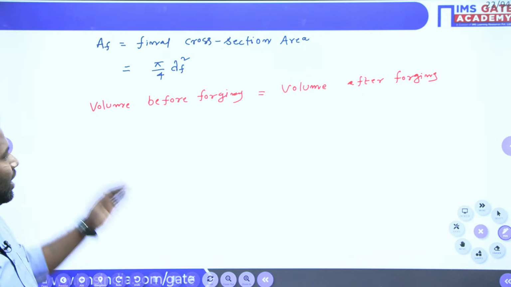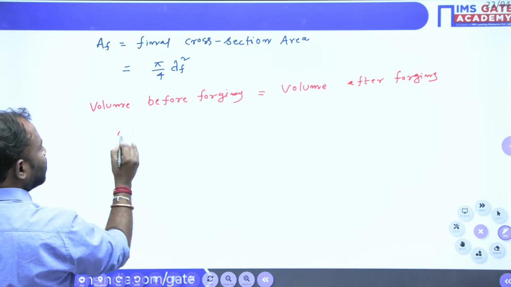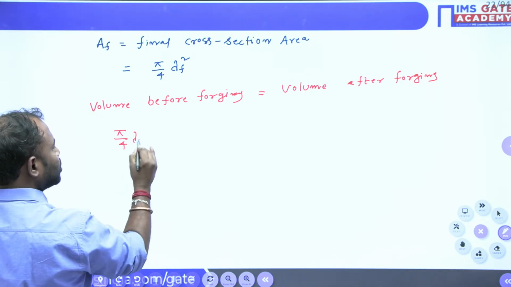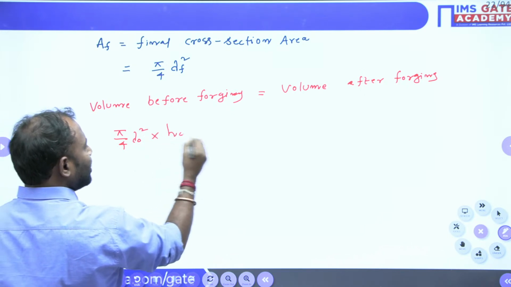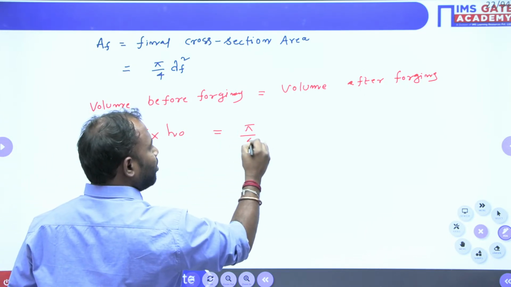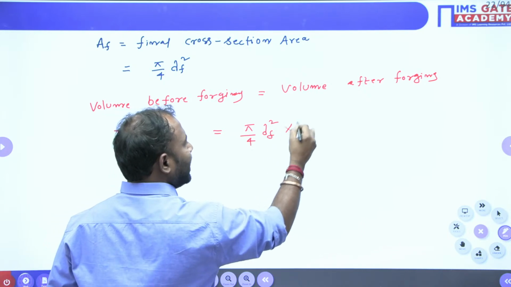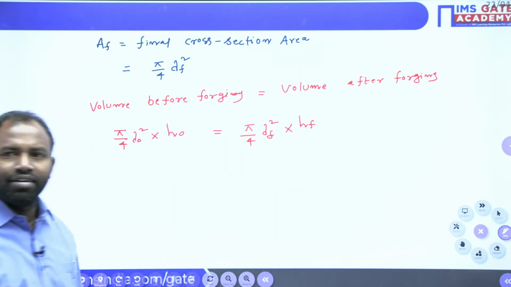Yes, guys. Now from here, what is the volume? So pi by 4 d naught square into h naught is equal to pi by 4 df square into hf. Yes, isn't it? Volume is constant.